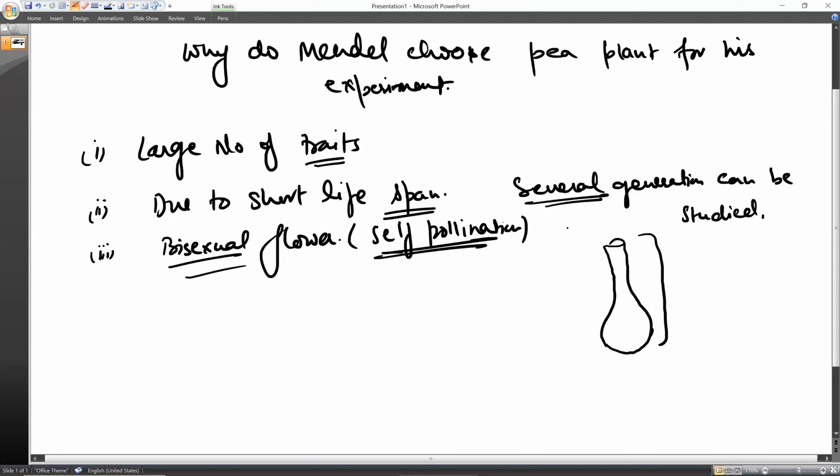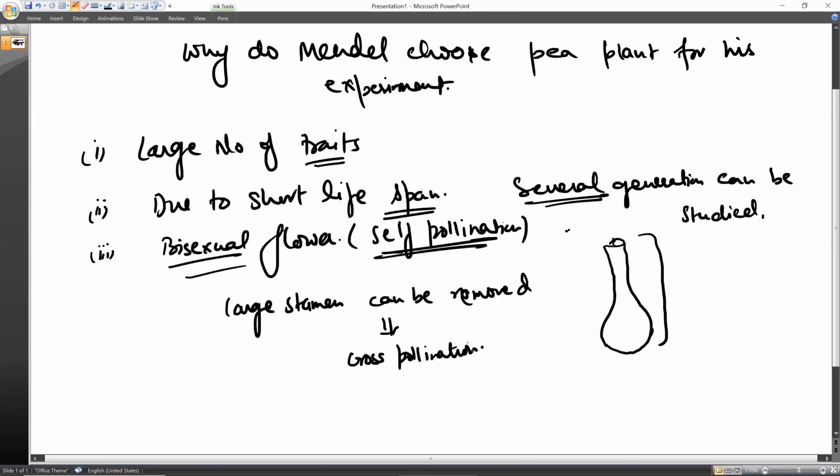And if we want to do cross-pollination, we can transfer pollen grains from another plant or flower to it, and it can further germinate there. So cross-pollination is possible due to large stamens. Large stamens can be removed easily, and this will help us in doing cross-pollination. You understood?